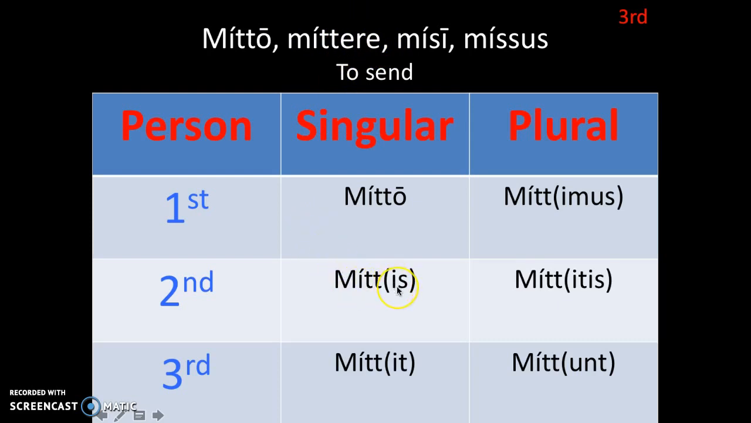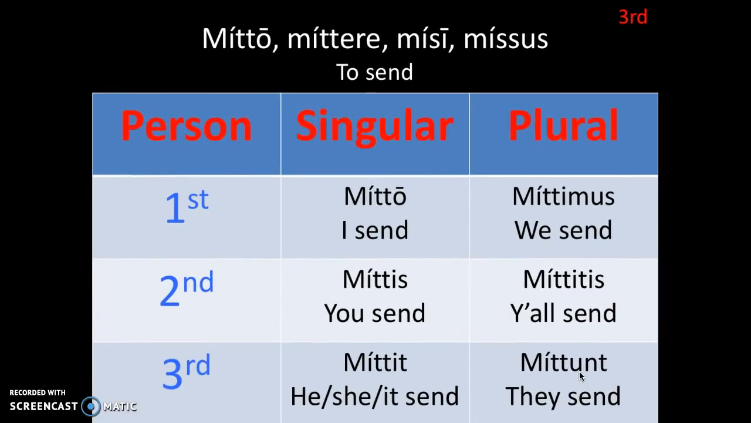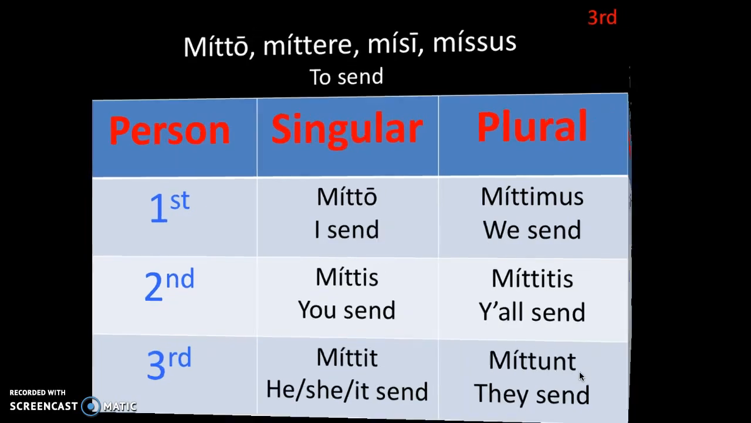And then you add the corresponding endings, however, with an I in front of it. So it'll be is, it, imus, itis. And for the last part, you would have MITTUNT. Make sure to memorize this. When you're done, you should end up with mitto, I send, mittis, you send, mittit, he/she/it sends, mittimus, we send, mittitis, y'all send, mittunt, they send.